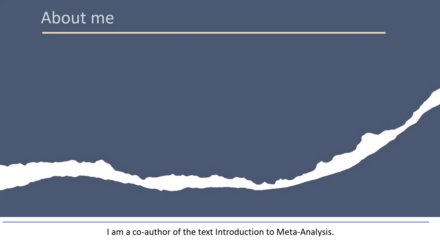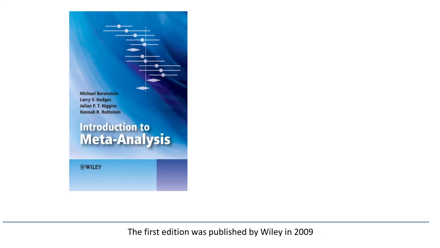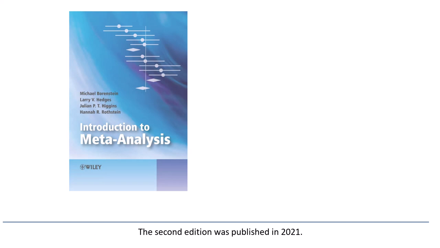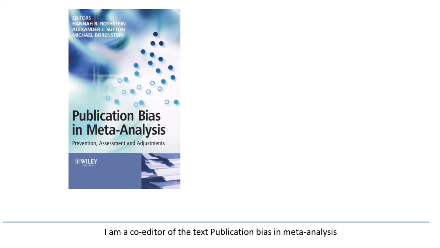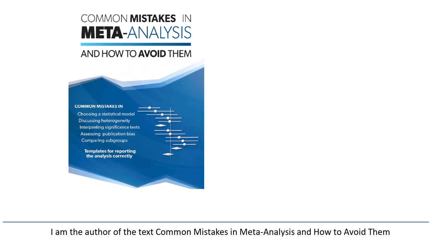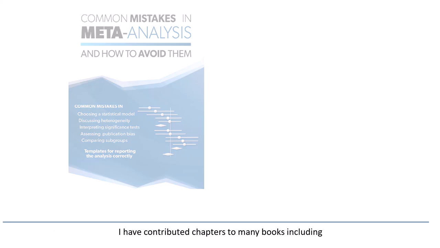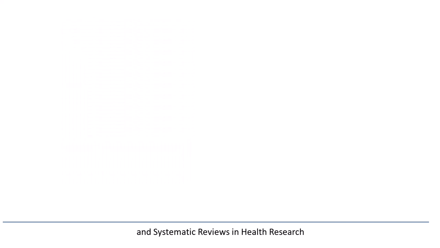You might want to know something about me. I'm a co-author of the text Introduction to Meta-Analysis. The first edition was published by Wiley in 2009 and became the best-selling text ever published on meta-analysis. The second edition was published in 2021. I'm a co-editor of the text Publication Bias in Meta-Analysis. I'm the author of the text Common Mistakes in Meta-Analysis and How to Avoid Them. I've contributed chapters to many books, including The Handbook of Research Synthesis and Meta-Analysis and Systematic Reviews in Health Research.